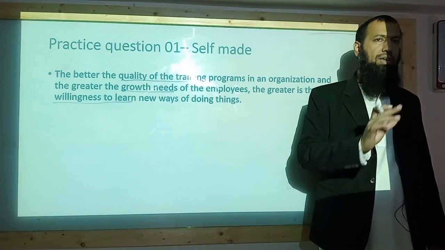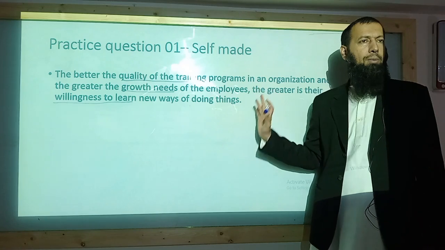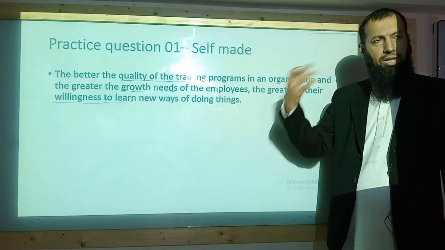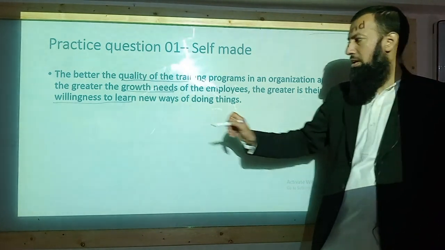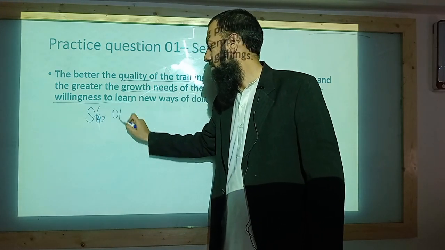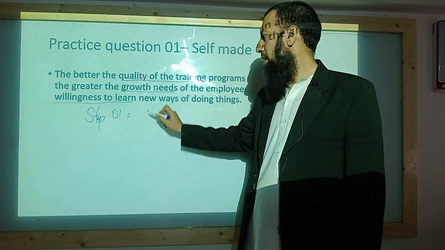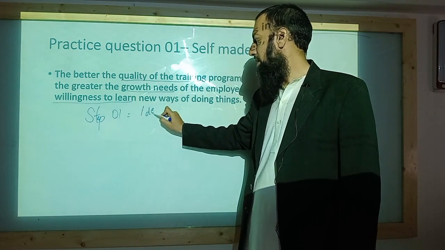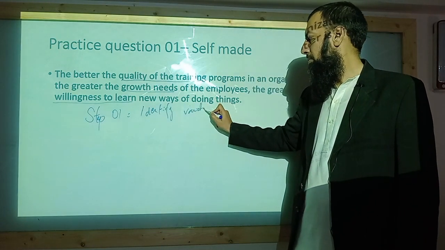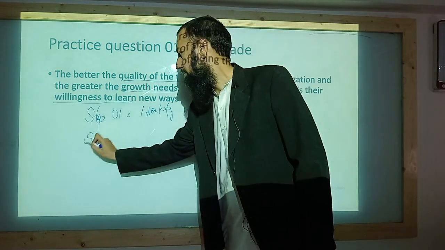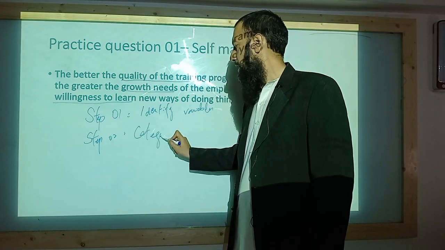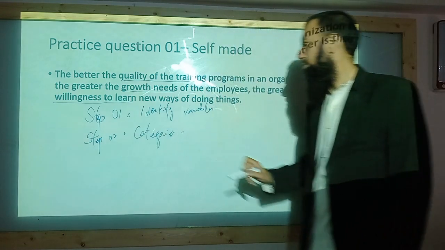If you do not find out the variables correctly, you cannot develop your conceptual model. So what are the three steps which I mentioned before? Step 1. What is step 1? Identify the variables. So we have done that. Second, categorize them. Now tell me, what is the categorization over there?